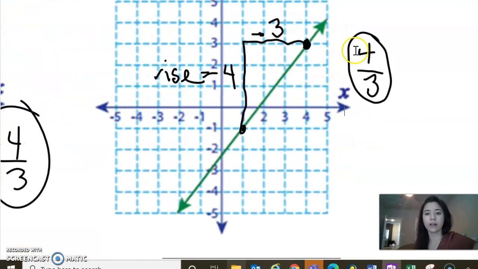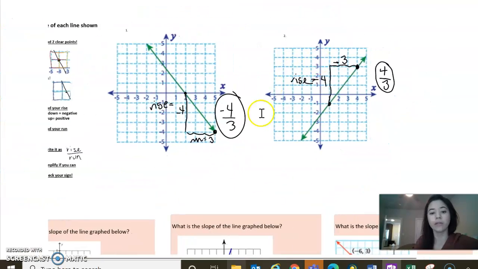Again, when my line is pointed uphill, if I would be running uphill, it's a positive slope. So let's check our answer. Here, it's going up, and my slope is positive. Okay.